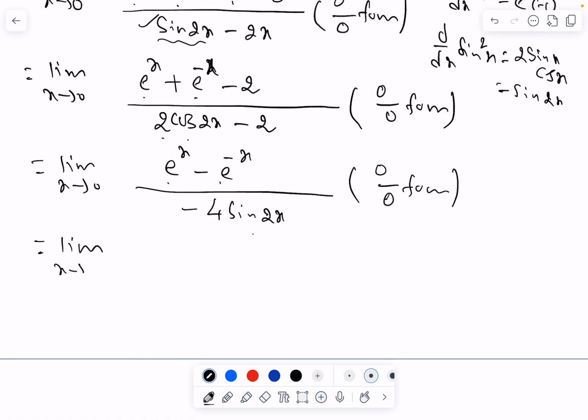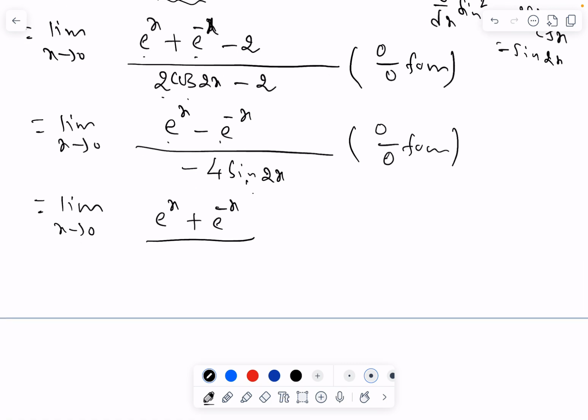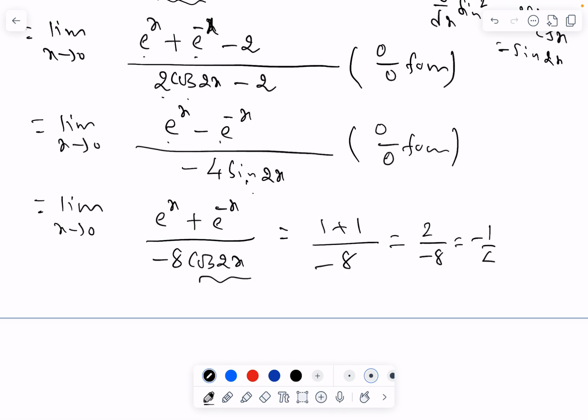So then the limit as x tends to 0. Derivative of e^x is e^x. Derivative of e^(-x) is minus e^(-x), so this is plus e^(-x). Derivative of sine is cosine 2x and again 2, so minus 8 cos 2x. And now when x tends to 0, this is 1, 1 minus 8. Cos 0 is 1. So this is minus 1 by 4. So that is the answer.